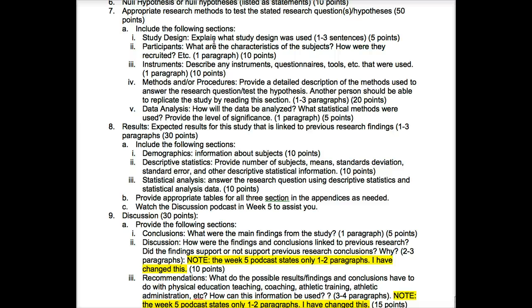Last section is data analysis. How will the data that you collect be analyzed? What statistical methods? Are you going to use a t-test? Are you going to use an ANOVA? Those types of things which we're going to talk about in our class. And again, there's examples for you. What is the level of significance that you're going to use? Is it a P of 0.05 or 0.01? You don't have to explain it. You just have to provide the information.